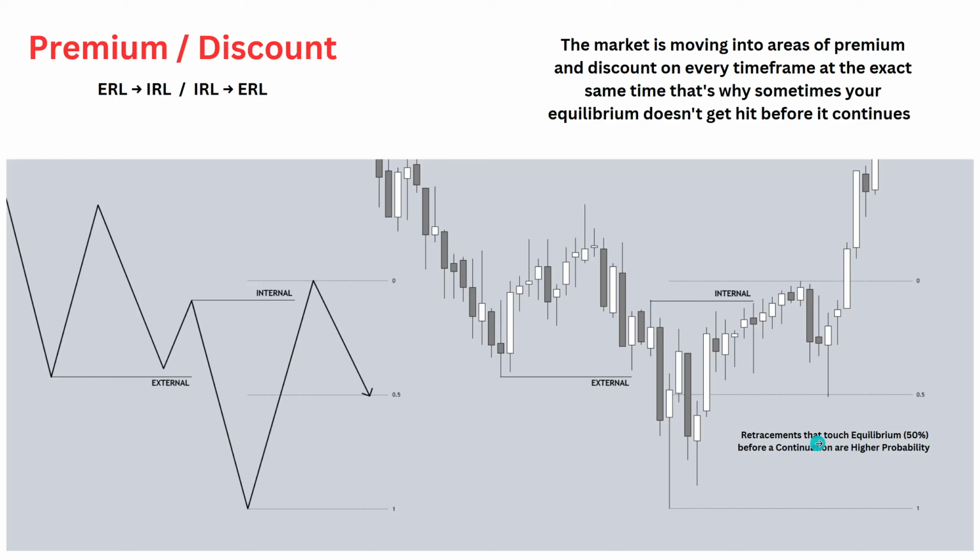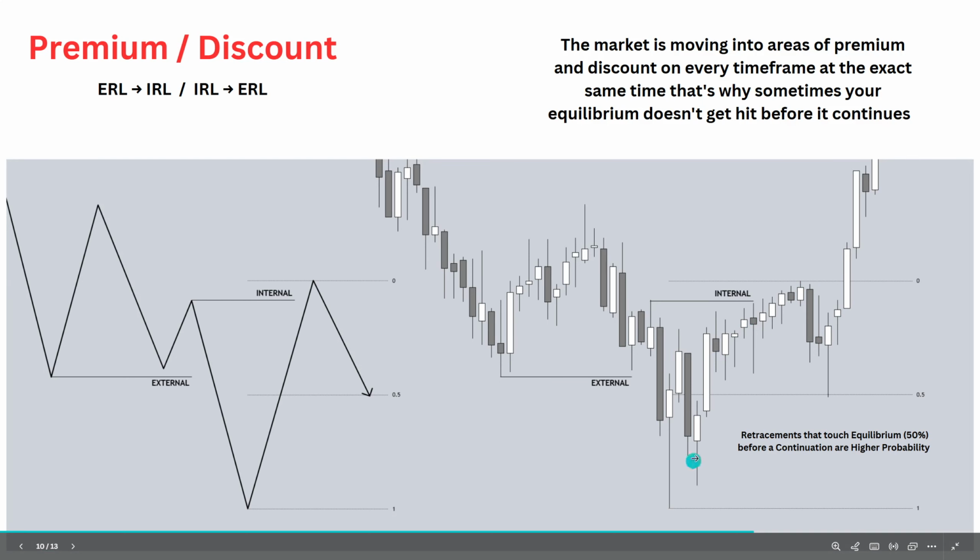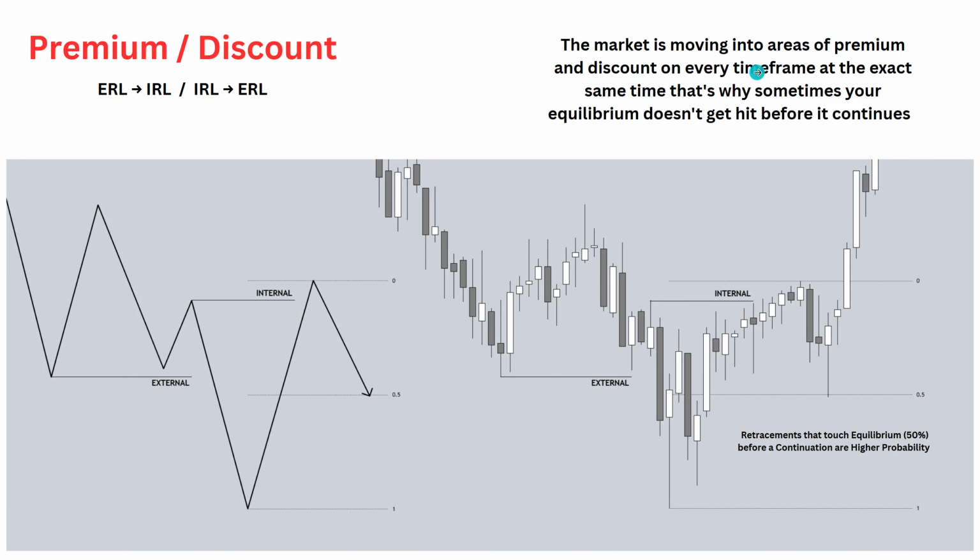So retracements that touch equilibrium before a continuation are higher probability. So if you were trying to buy in here, you would technically be buying in premium of this range, because this is the low that swept the sell side. This is your dealing range low that you draw it from. Now, the market moves from areas of premium and discount on every single time frame at the exact same time, and that's why sometimes your equilibrium doesn't get hit before it continues. And this is also why you can get easily confused as to what's going on in price.